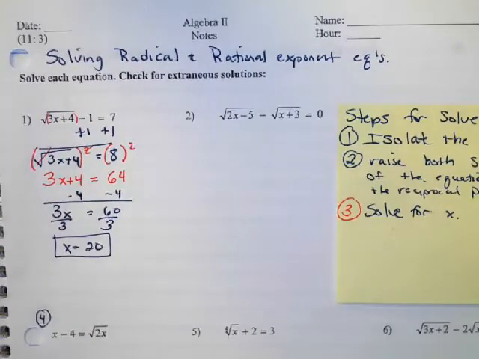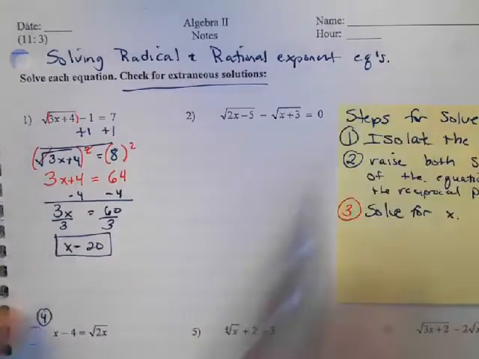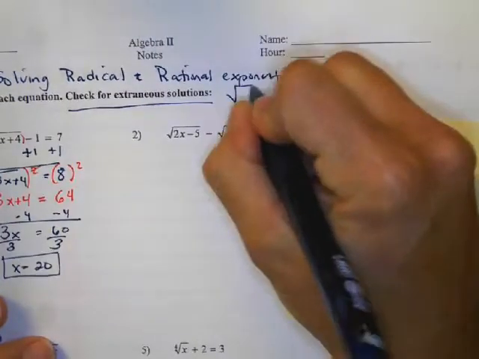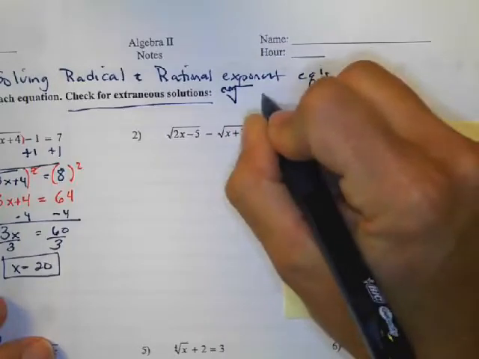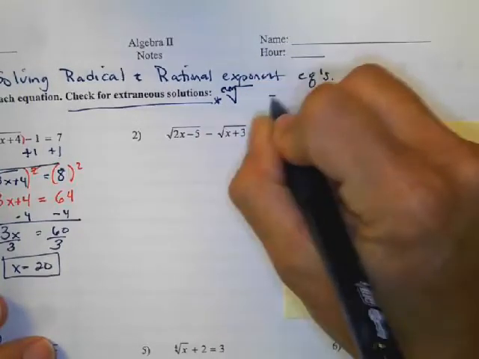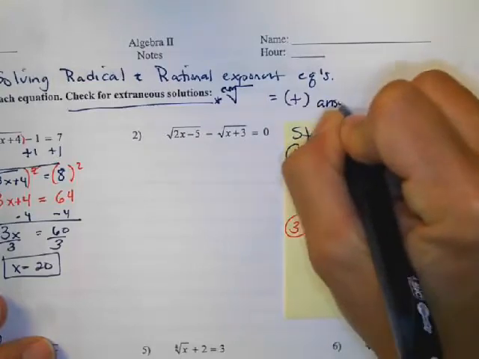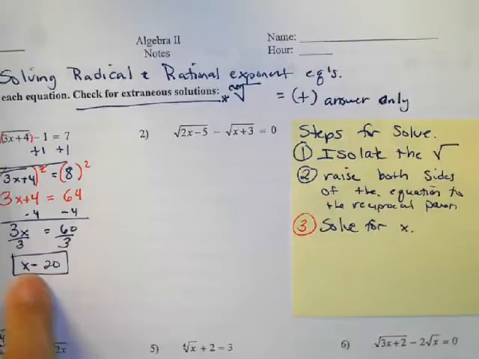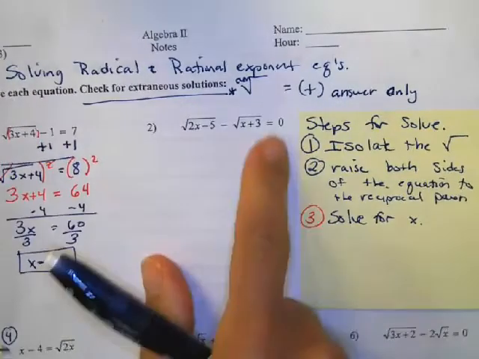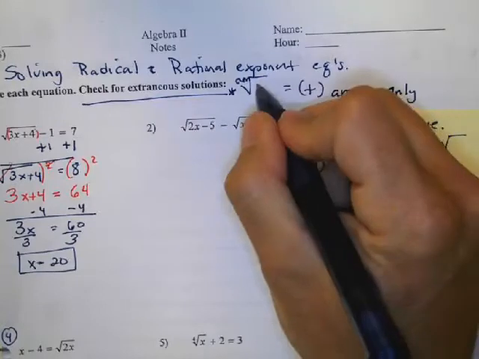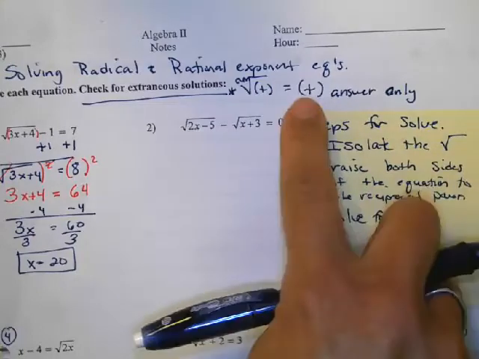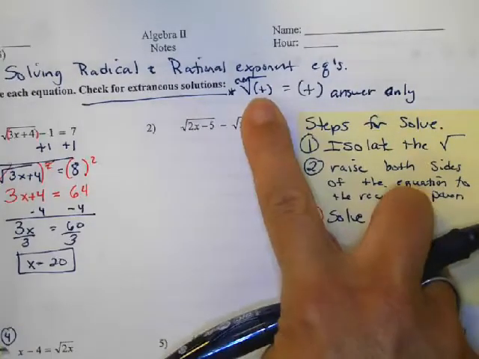But because you have a square root, so any even root, you have to check for extraneous solutions, because even roots have to equal a positive answer only. I'm not saying that you can't get a negative number, but when you're taking the square root, you cannot take the square root of a negative. It has to be the square root of a positive. So when you're done, this number underneath can only be a positive.